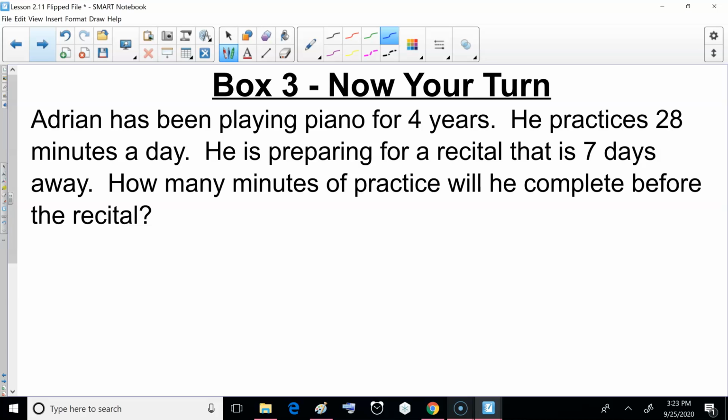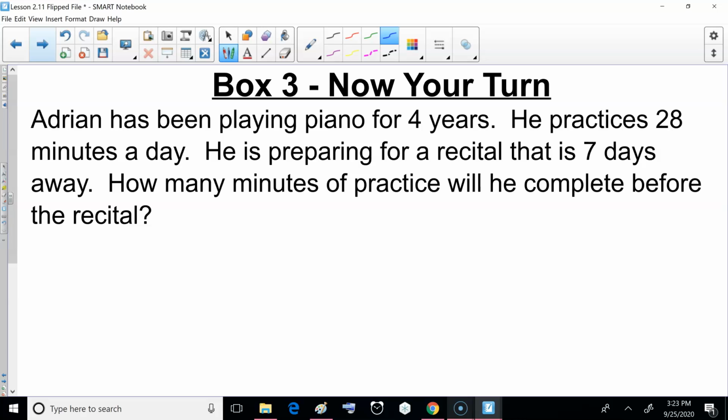So now it's your turn, so we'll read the problem, and you can pause the video and start to work it out. Said Adrian has been playing piano for 4 years. He practices 28 minutes a day. He's preparing for a recital that is 7 days away. How many minutes of practice will he complete before the recital?